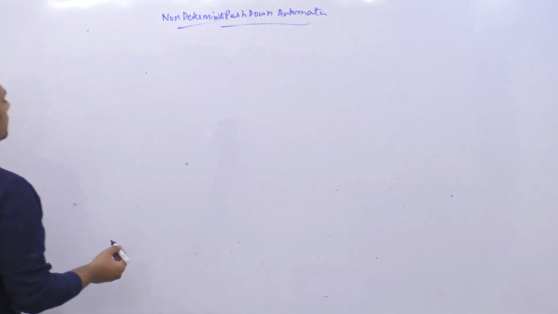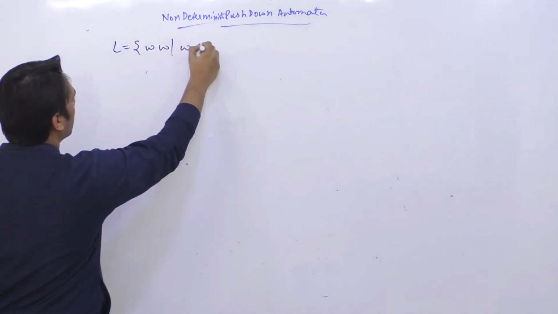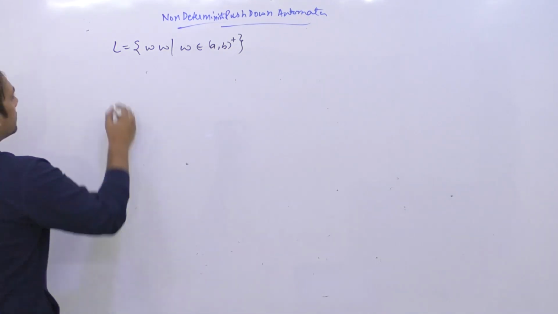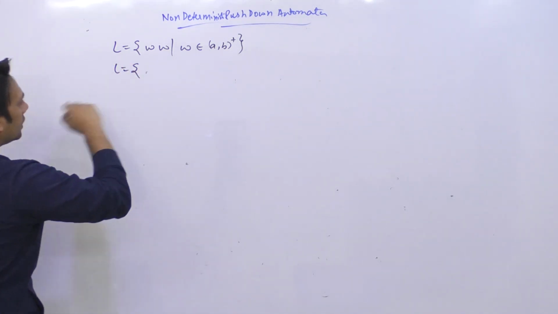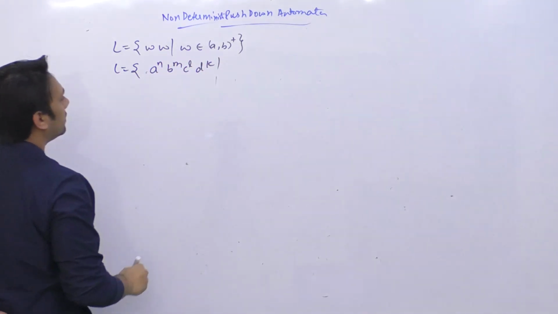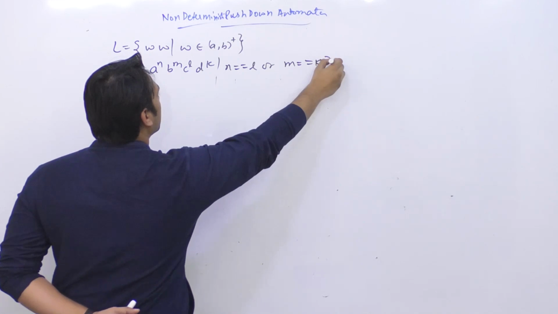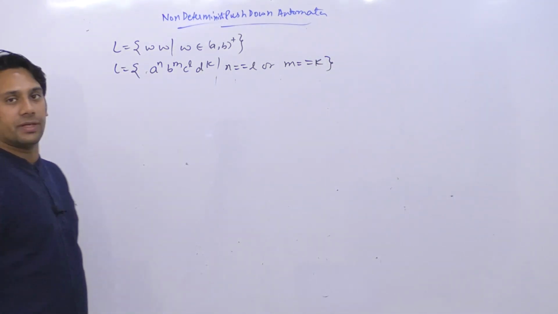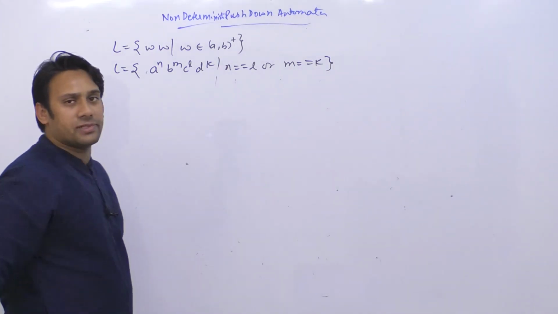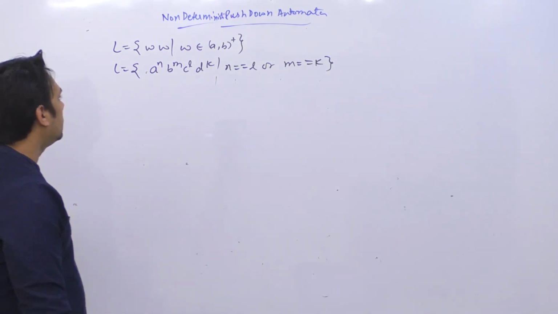So basically, if you have a language where W belongs to {a, b}+, or let us suppose the language is a^n b^m c^l d^k such that n equals l or m equals k. Now for these languages you cannot create a deterministic PDA. There are a lot of examples. I can take hundreds of examples where you will not be able to make a deterministic PDA.